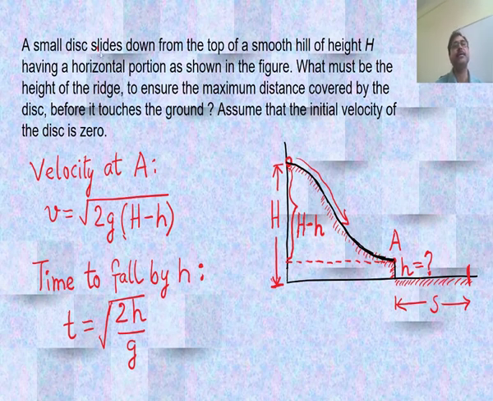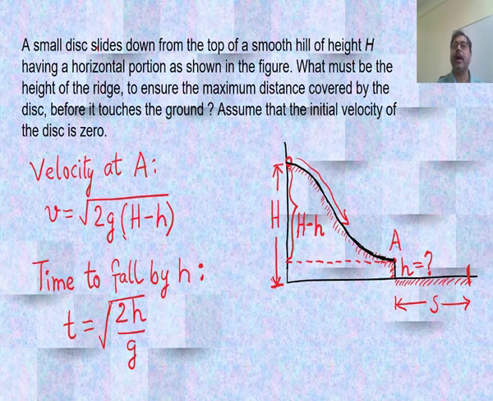There is a small disc that is sliding down from the top of a hill. It is a smooth hill, there is no friction. So it is coming down through this black line to the point capital A. The hill has a height capital H. However, capital A is at a height, small h, from the ground. Now, this hill has a horizontal portion at the end. So my hill starts from the top and ends at capital A, and the last part before the point A is horizontal.